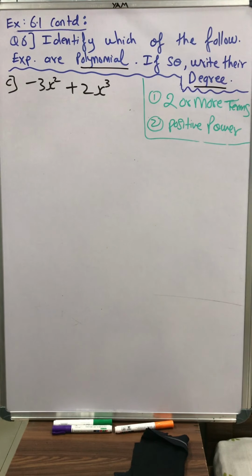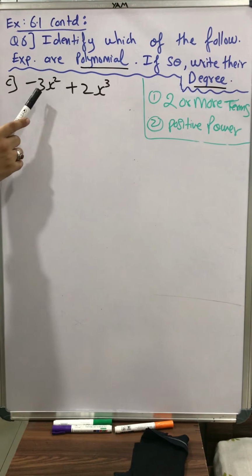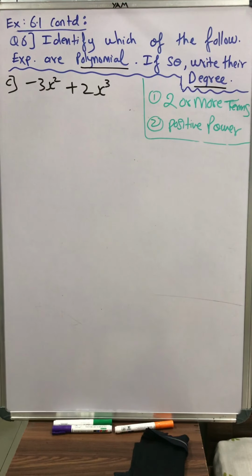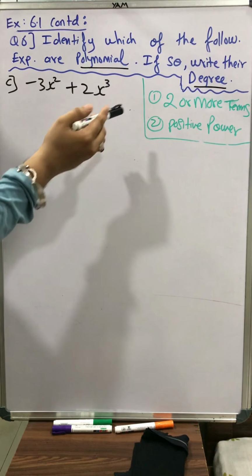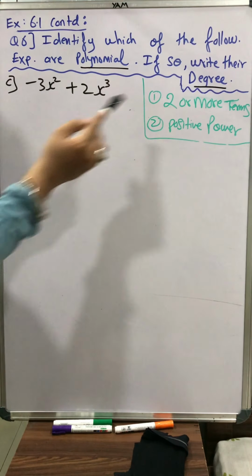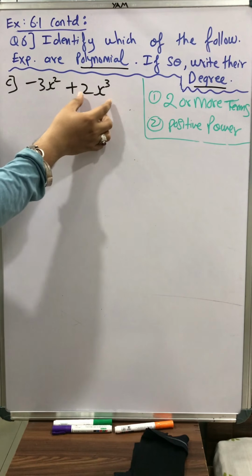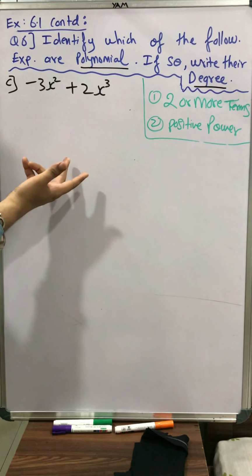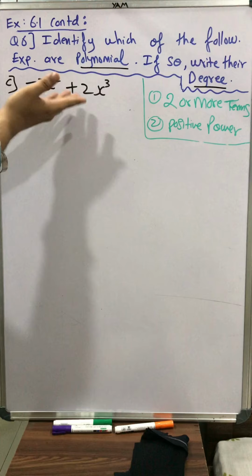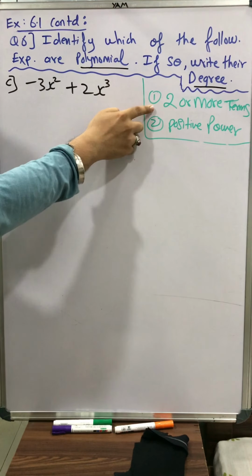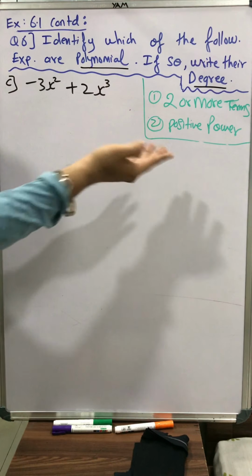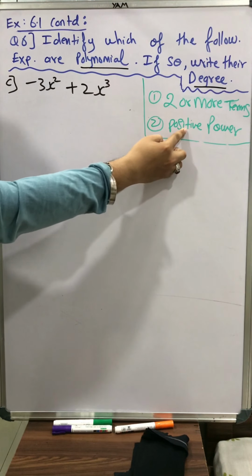Students, now the next question on the board, it's sub question C of your textbook. Sub question C, minus 3x square plus 2x cube. Okay, let us check first whether it satisfies the first condition. To become a polynomial, the first condition is we should have two or more terms. Yes, this is the first term, this is the second term, so I have two terms. So minimum there should be two terms. So of course this is a polynomial as far as the first condition is concerned. The first condition is satisfied. Now let's see the second condition. The second condition is positive powers.